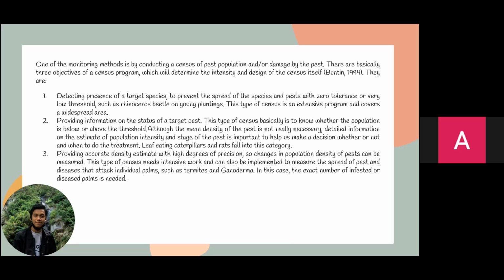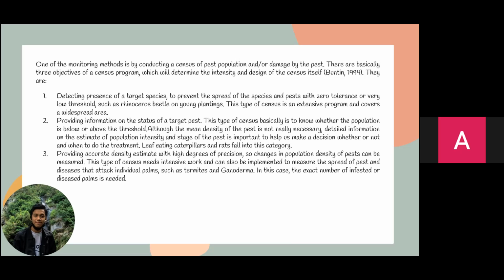The second one is providing information on the status of a target pest. This type of census is basically to know whether the population is below or above the threshold. Although the mean density of the pest is not really necessary, detailed information on the estimate of population intensity and stage of the pest is important to help us decide whether or not and when to do the treatment. Leaf-eating caterpillars and rats fall into this category.